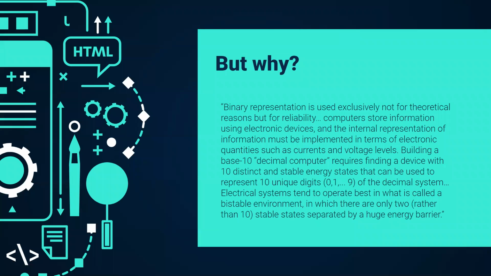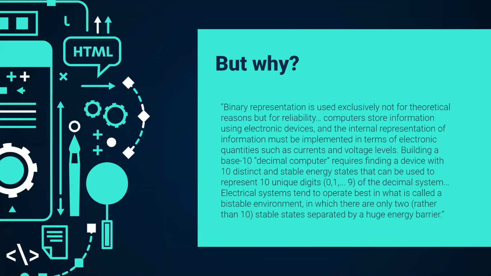So why do we need this new numbering system? Why can't we just stick with base 10? I think this quote from the textbook that I mentioned earlier is a really great explanation for why we use base 2 and binary instead of base 10. I'm going to read it right now. "Binary representation is used exclusively, not for theoretical reasons, but for reliability. Computers store information using electronic devices, and the internal representation of information must be implemented in terms of electronic quantities such as currents and voltage levels.